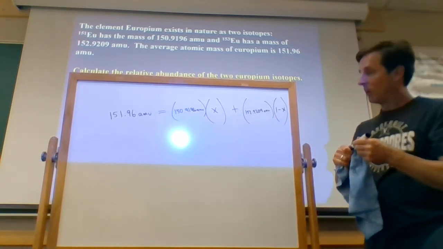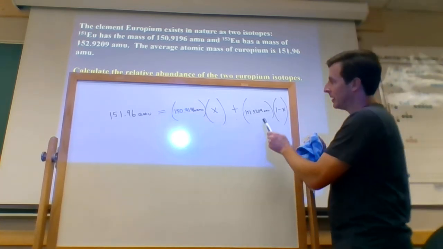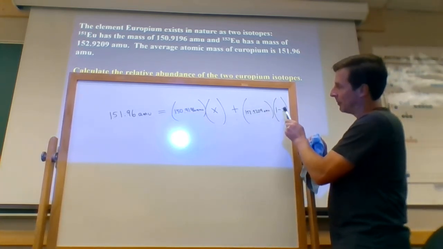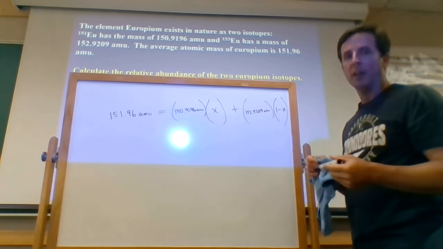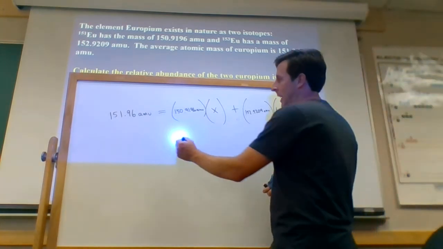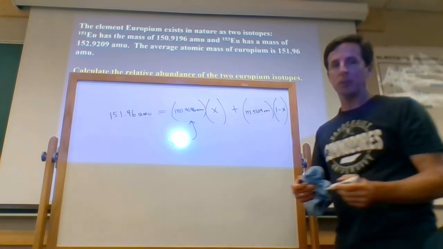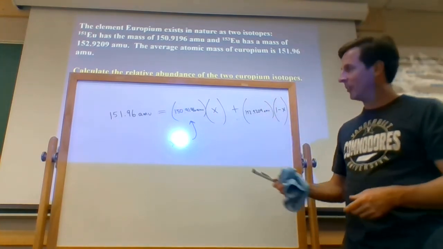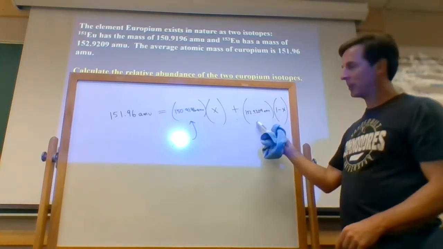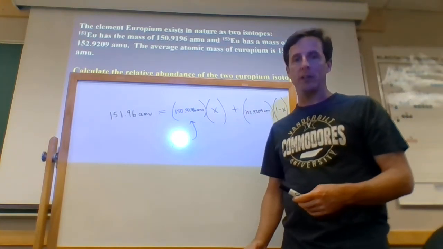So now we should be able to do the algebra. You multiply these, you got to multiply that in, and that times the 1 and that times the x, and then do all the solving. But you should be able to solve for what x is. X will be the percentage of that isotope. And then once you have it, then you can do 1 minus that to get the percentage of this isotope. I'm going to leave that for you to do. Hopefully you can figure that out.